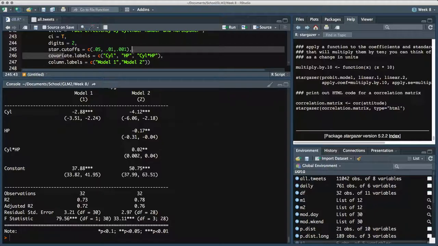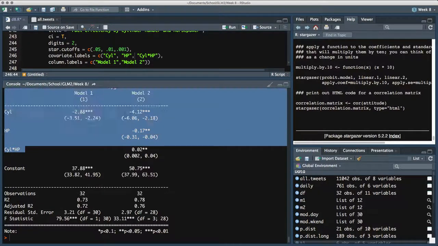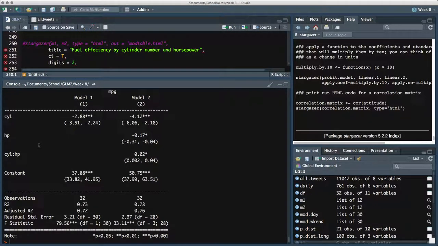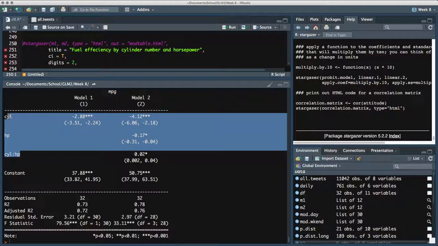For the covariate labels, all that's doing is you can specify what you want the rows to be labeled. If I take that one out and run it again, by default it gives me whatever the R output tables are.